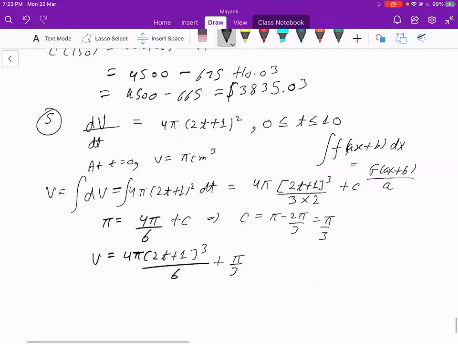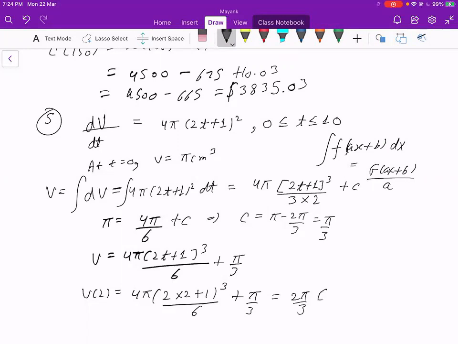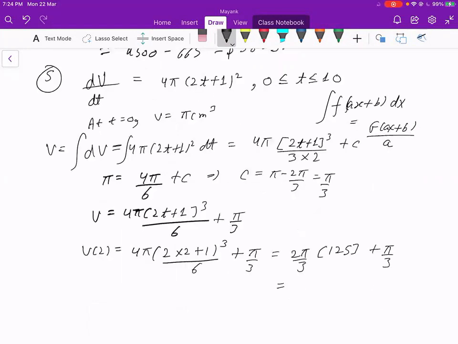Now, if you plug in the value of t as 2, which they are asking, volume at 2, you would get 4 pi (2 into 2 plus 1) whole cube by 6 plus pi by 3. So in the end, you would be left with 2 pi by 3, 4 plus 1 is 5, cube is 125, plus pi by 3. So that would give you an answer of 251 pi by 3. Right? Yes, sir.